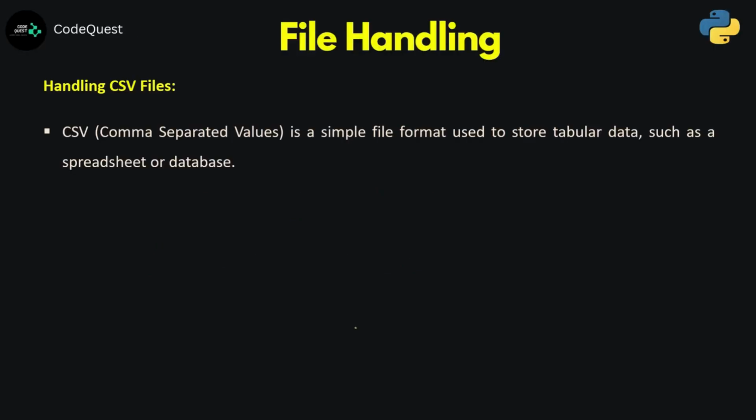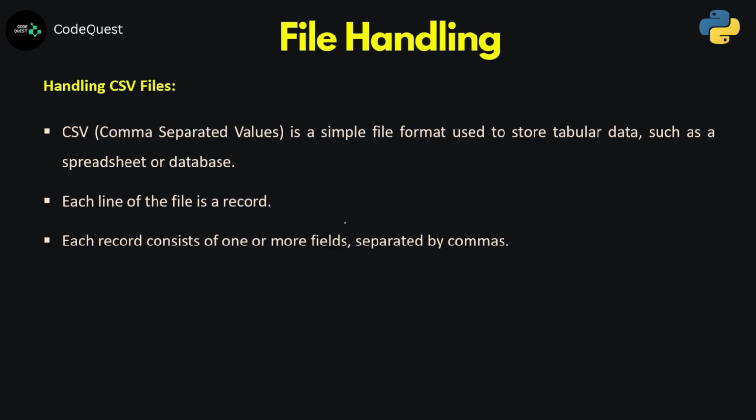CSV files, otherwise very popularly called comma separated values files, are a simple file format where we can store data in a tabular format, like the row and column format you have in spreadsheets, Excel, or maybe in a database. In a CSV, each line of the file is considered to be a record, and each record may consist of one or more columns, which we popularly call fields.